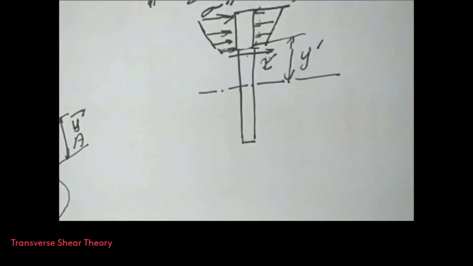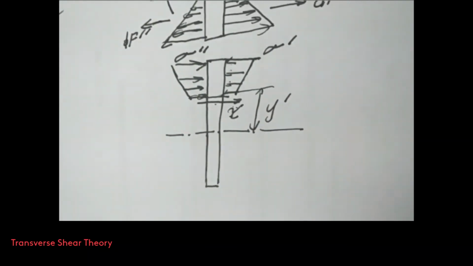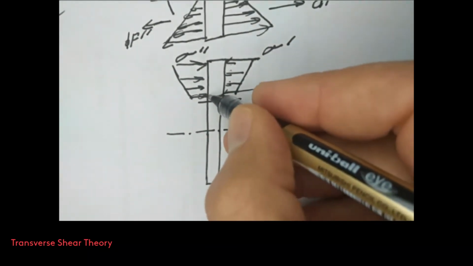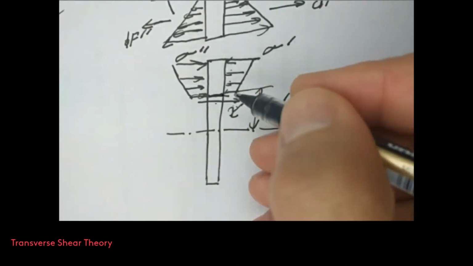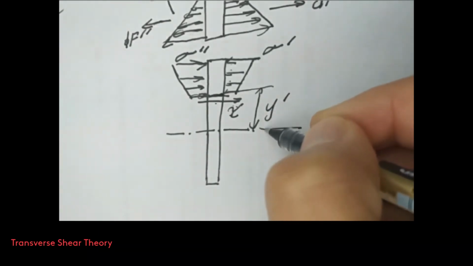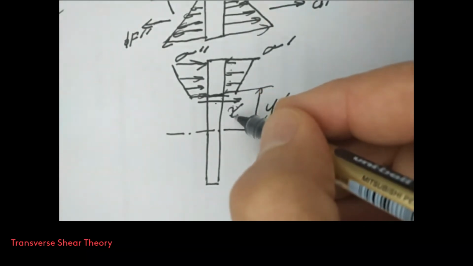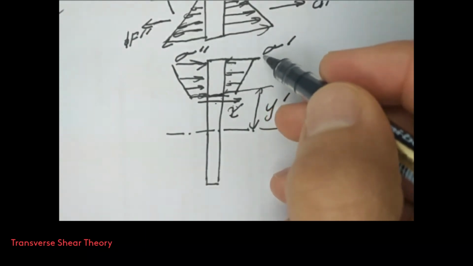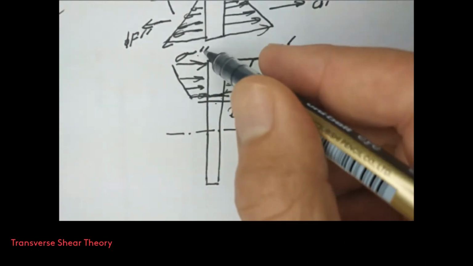So let me repeat once more. Now I'm just interested in the shear stress at this location, which has a distance of y prime from the neutral axis. Certainly the shear stress at this point is tau, and I have the normal stresses due to the bending, sigma 2 prime on one side and sigma prime on the other side.